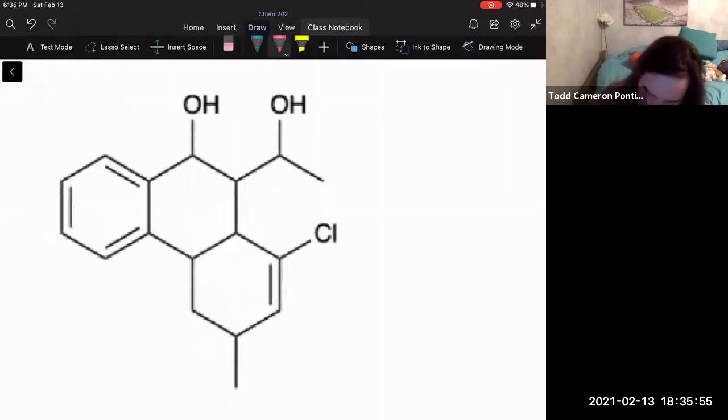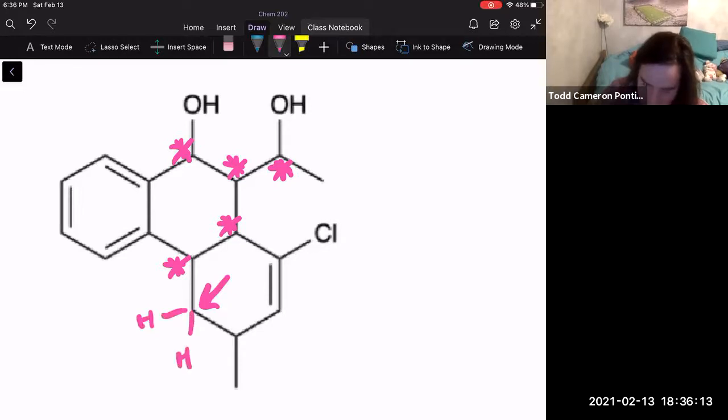Enhance. This is going to be a stereocenter right here. This is going to be a stereocenter. This is going to be a stereocenter. This is going to be a stereocenter. This is going to be a stereocenter. This, well, that one's not because it's got 2 hydrogens coming off of it. So, nope, not a stereocenter.